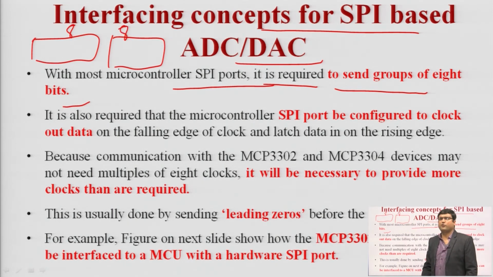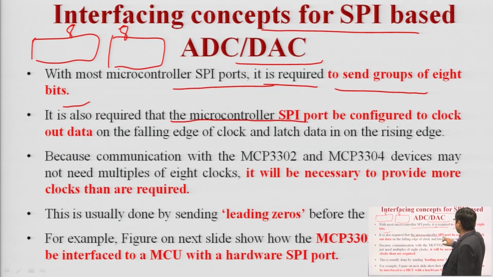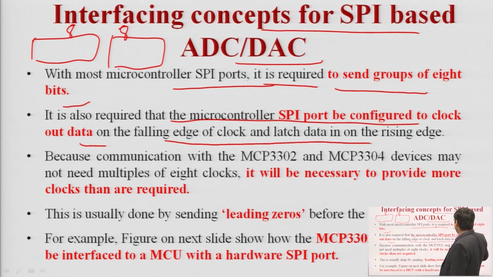Why do we need a group of 8 bits to send? Because to reduce the delay time, we need to send a group of pulses, a group of 8-bit data. It is also required that the microcontroller SPI port be configured to clock out data on the falling edge of the clock and latch in data on the rising edge.